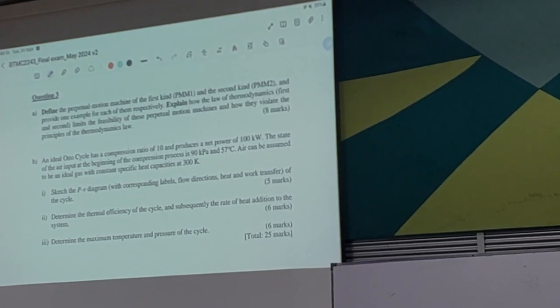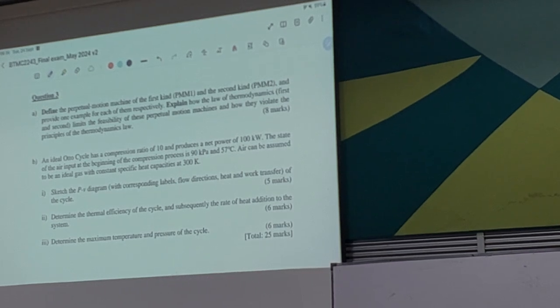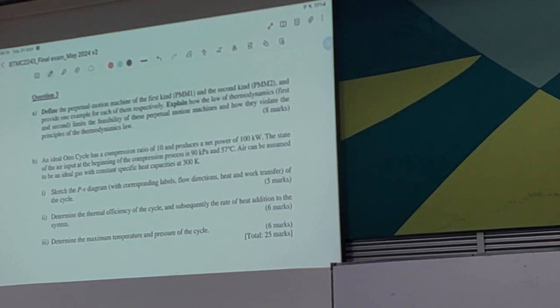Then you explain how this is not possible, basically that. So explain how the law of thermodynamics limits the feasibility of these perpetual motion machines and how they violate the principle of the thermodynamics law. So you give me the definition, like I said, PMM1 and PMM2, give one example and then explain why that example cannot happen due to the first law or second law, basically that.